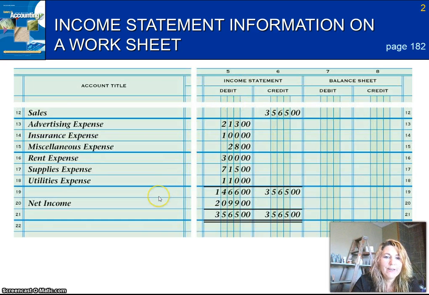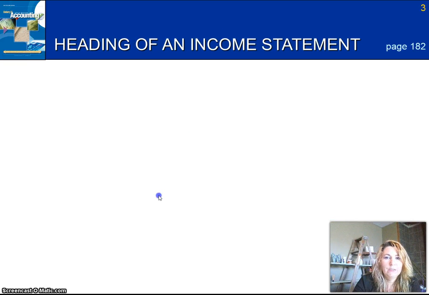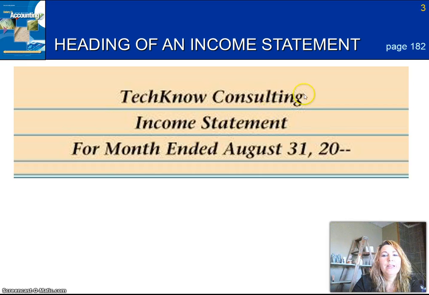So we're going to take that information to our income statement. We're going to start with the heading. The heading of the income statement contains 3 lines, just like our worksheet did. The first line is the name of our business, Techno Consulting. The second line is the name of the report, which is the income statement. And the third line is the date. This is going to be for month ended August 31st, 2014. An income statement always has for month ended or for year ended. It is for something ended.